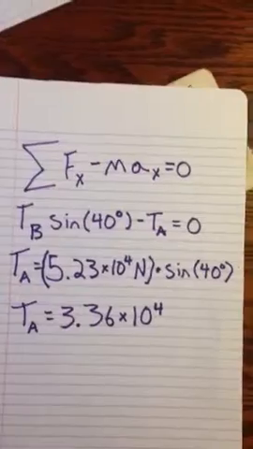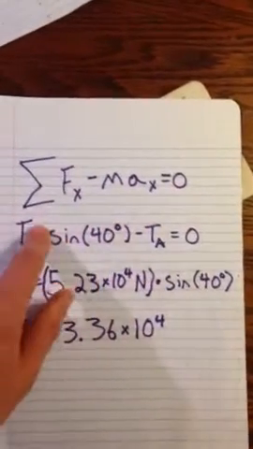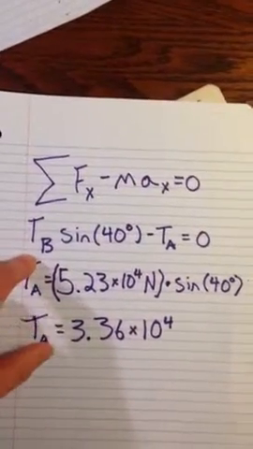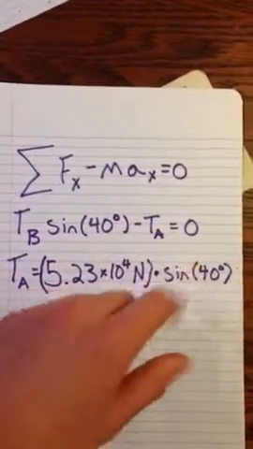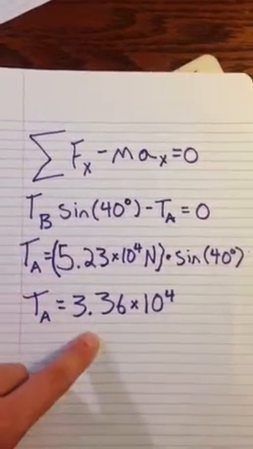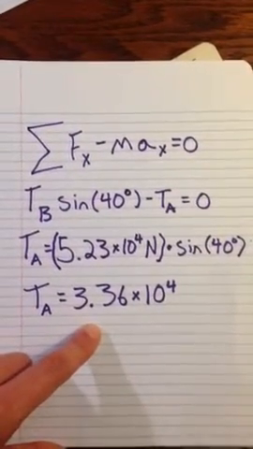So, with that, I can solve the net force of F of x. TB times the sine of 40 minus TA is equal to 0. So I solve for that. TA is equal to 3.36 times 10 to the 4 newtons.